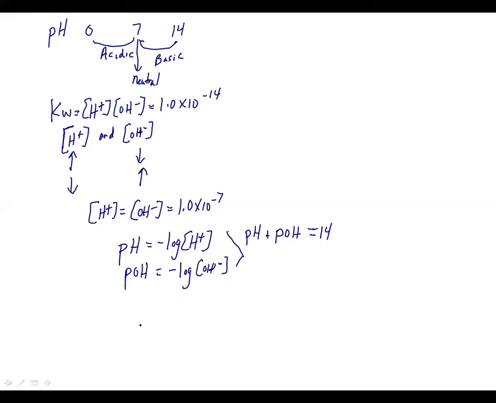So the pH plus the pOH will equal 14. That allows you, if you have the H plus concentration, to calculate the pH. And if you want to find the pOH, you can simply subtract from 14, and vice versa. If you are given the OH minus concentration and you want to calculate the pH, you could first calculate the pOH and then calculate the pH by subtracting from 14. So it gives you some options in terms of how you could solve some of these problems.